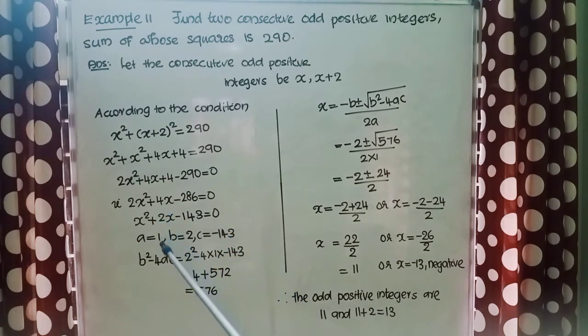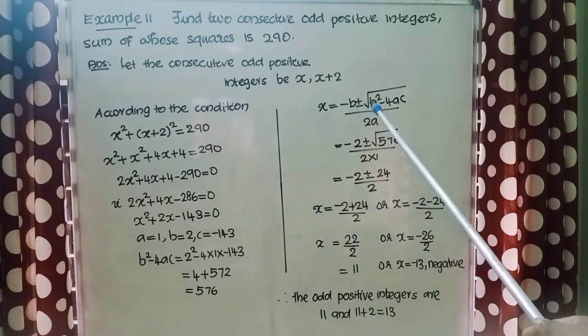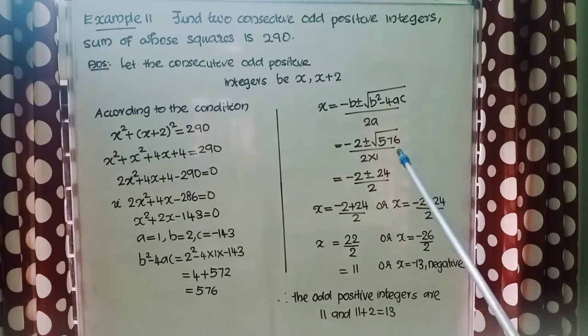Here we can take a equal to 1, b equal to 2 and c equal to minus 143. b square minus 4ac equal to 2 square minus 4 into 1 into minus 143. That is equal to 4 plus 572, that is equal to 576. x equal to minus b plus or minus root of b square minus 4ac whole divided by 2a. That is equal to minus 2 plus or minus root of 576 by 2 into 1. That is equal to minus 2 plus or minus 24 by 2.